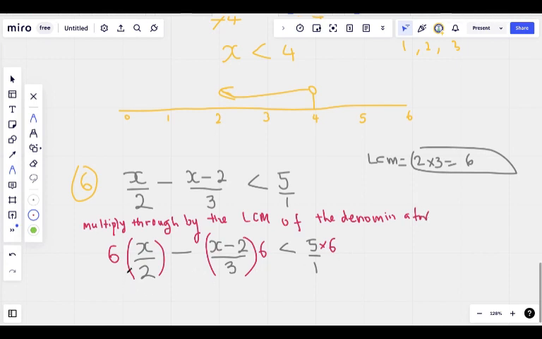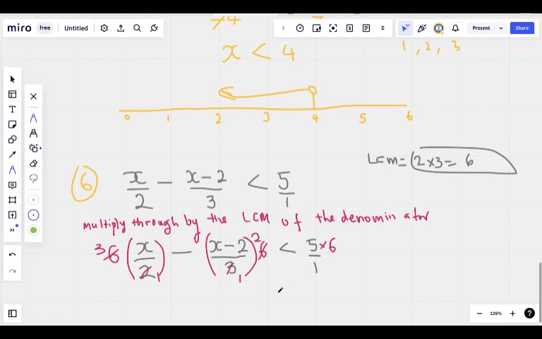Okay, so when we do that, you see that 6, these 2 divide by itself, you get 1. This 6 divided by these 2, you get 3 here. So I have 3 here now. Then this 3 goes into itself, you get 1. 3 divided by 3, you get 1. 6 divided by 3, you get 2.